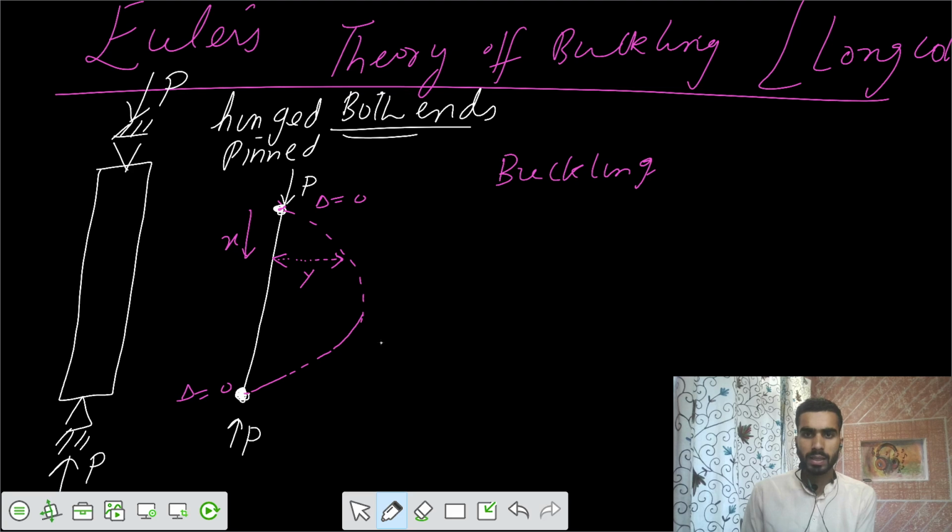Y amount of buckling is there. So buckling is y at that x from one of the sides. Now if we take that section, so we say there is some load of P, and there is some shear force, and there is some bending moment Mx on that section.